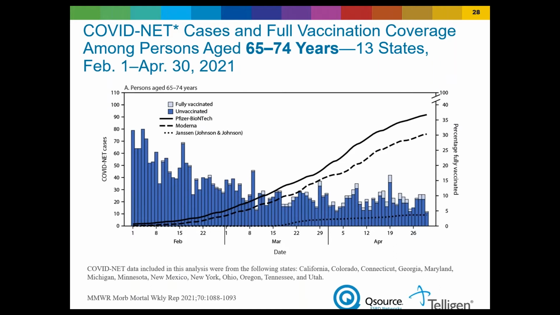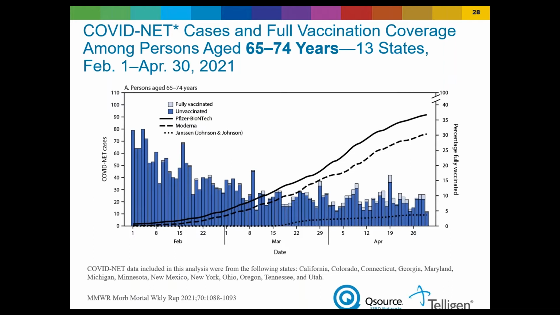This is going back to the 13-state study. There are two axes. The left axis shows the COVID cases, and the right axis, the percentage of persons who are fully vaccinated. So the dark blue bars represent unvaccinated individuals, and I think this should be reversed. So the columns depict the vaccination rates, and I'm sorry, I take it back.